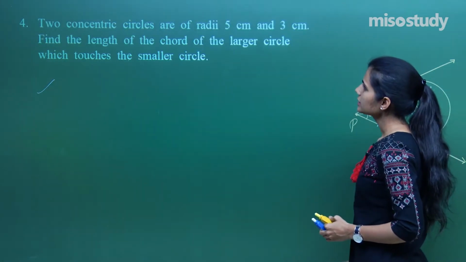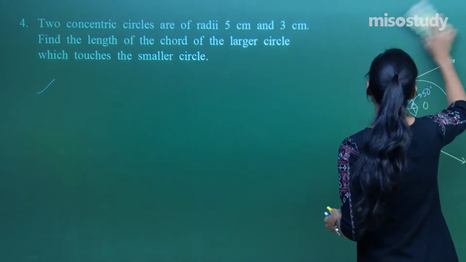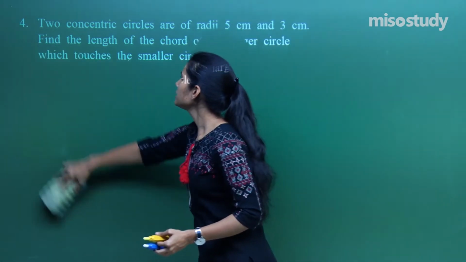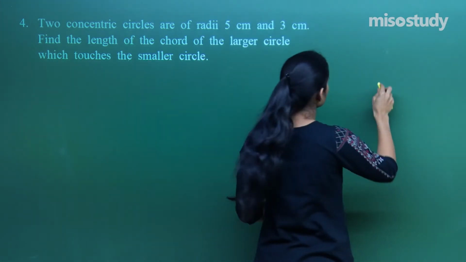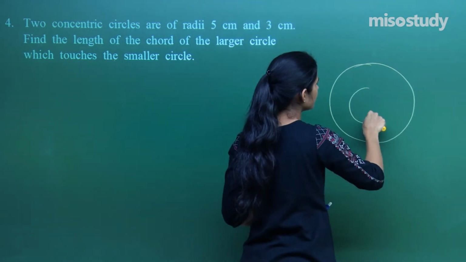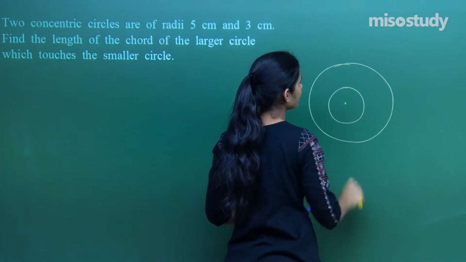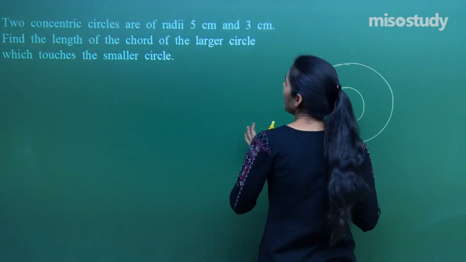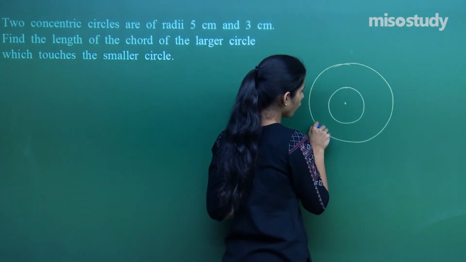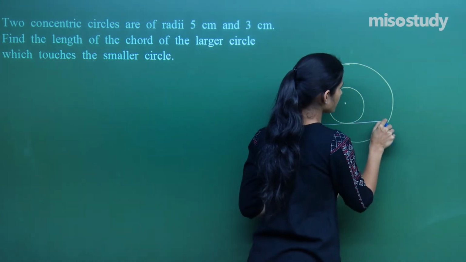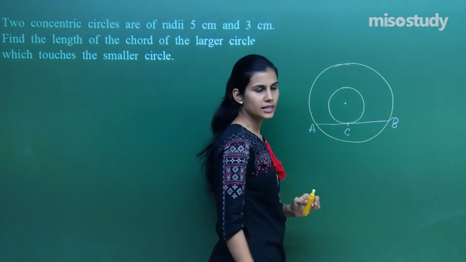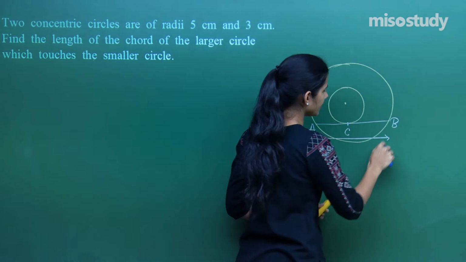So next question says that two concentric circles are there of radius 5 centimeters and of radius 3 centimeters. So obviously the circle with radius 3 centimeters is sitting inside the circle of radius 5 centimeters. Both have the same center. So this is, say this is one circle and say this is another circle, both having the same center. I have to find the length of the chord of the larger circle which touches the smaller circle. So just make a chord of a larger circle which is touching the smaller circle. Say this is A, this is B, it is touching the smaller circle over here, say this is C. I have to find the length of this chord AB.